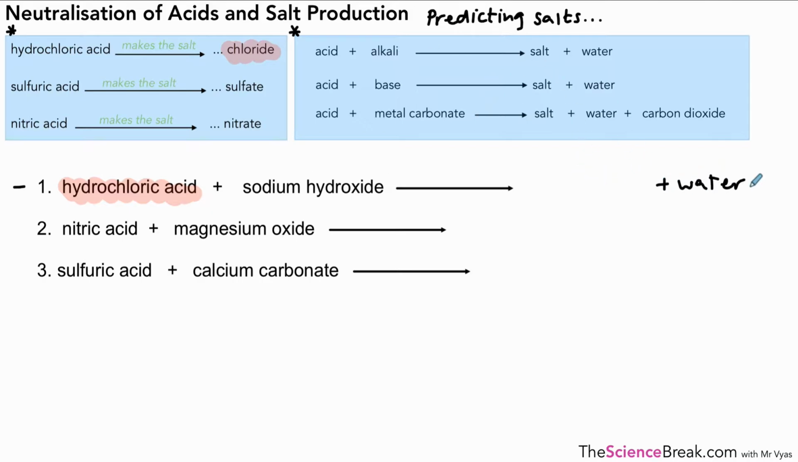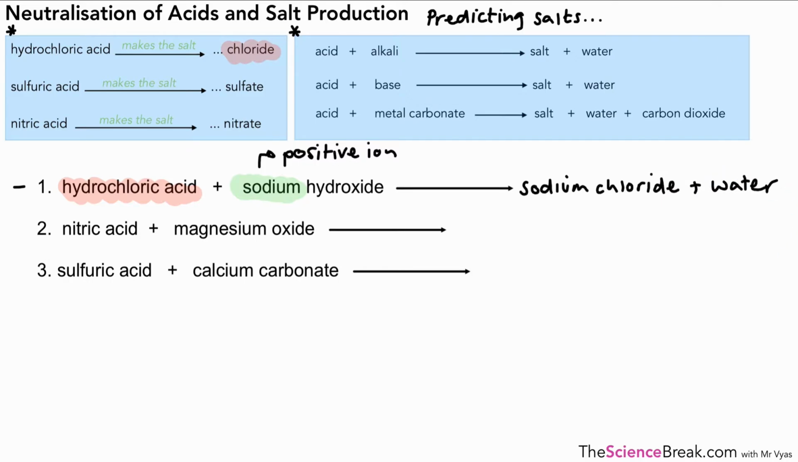And we know we're going to get the production of water. So we're going to get a chloride and water. But which chloride do we get? Well, that depends on the positive ion that we have in our alkali, and that's actually sodium. Sodium is a metal, and it will make a positive ion. So in this case, we're going to have sodium chloride plus water. So for the first one, sodium chloride plus water, let's just tidy that up a bit. Hydrochloric acid plus sodium hydroxide gives sodium chloride plus water.